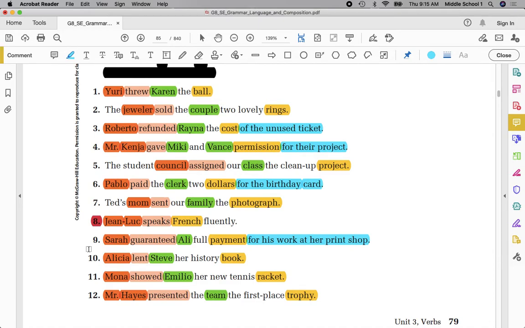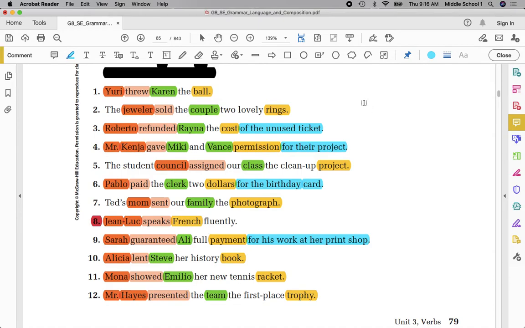Mona, subject, verb, showed, Emilio, racket, her new tennis, modify racket. Mr. Hayes presented team trophy. Again, in my opinion, if you highlight, if you separate, if you label the sentence parts, subject, verb, and then you set aside the prepositional phrases, it makes the task of identifying all of the other sentence parts a lot easier.